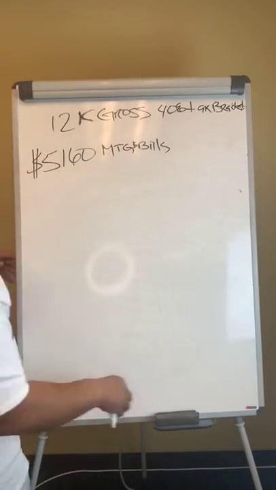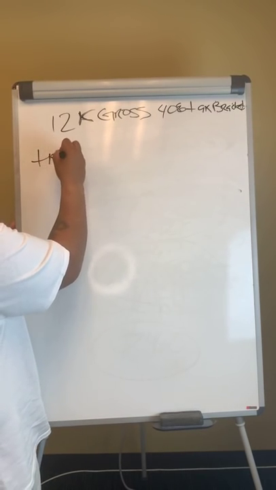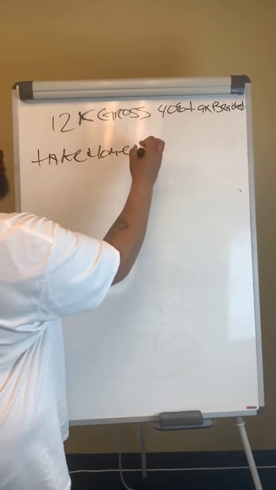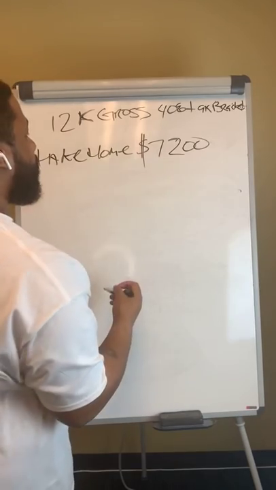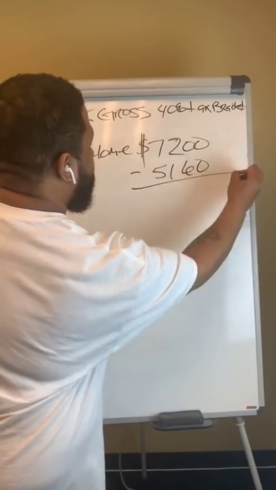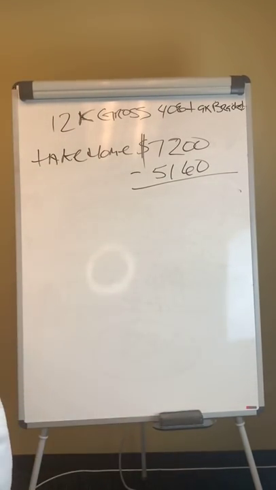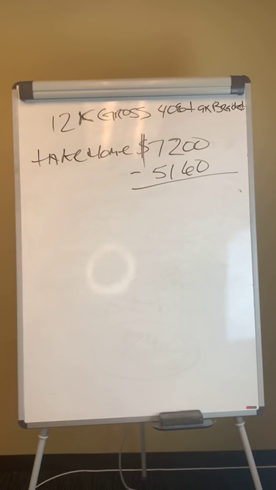So if his bills are 5,160, we got a take home of 7,200, right? That's take home. But his bills are now 5,160. What's the number, guys? How much does he have left after he pays his mortgage, his Beamer, his student loans? How much does he have left over? Let's go. Time is money, guys.